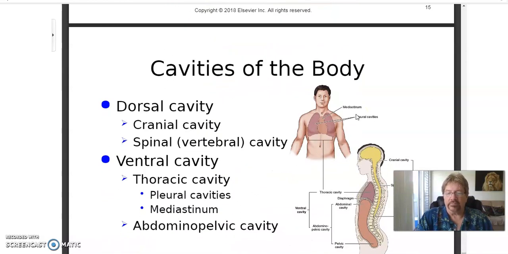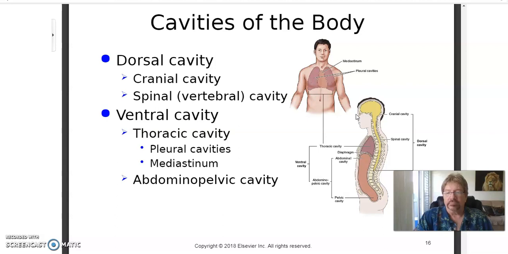Cavities of the body. Dorsal cavities, cranial cavity. Let's see. Here's the cranial cavity that the brain is in, this is a side or lateral view of it. We're running out of time, so I won't be able to finish this. There's also a spinal cavity that the spinal cord goes through. A thoracic cavity that the heart and lungs are in. Abdominal cavity the abdomen is in.